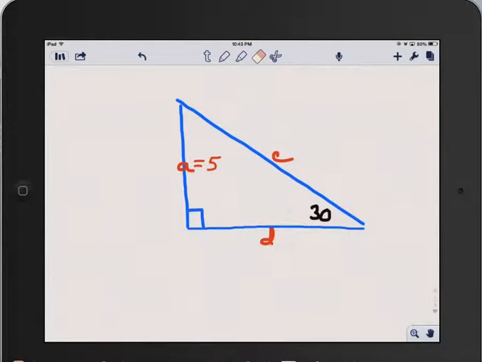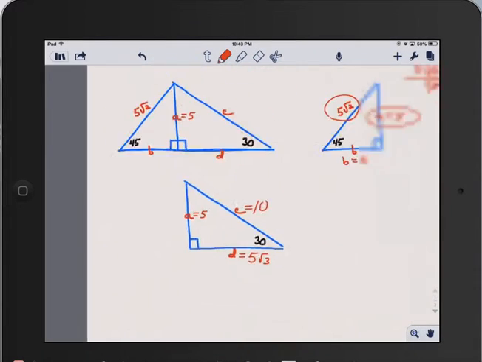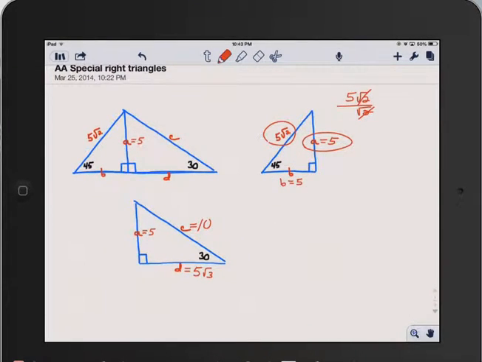So now we have a 30-60-90 triangle where the shorter leg, because it's opposite the 30-degree angle, is given as equaling 5. The value for C, the hypotenuse, is equal to that number times 2, and so C is equal to 10. And D is equal to that number, 5, times the square root of 3. Okay, so we've taken the original diagram, broken it up into two separate problems, and solved for A, B, C, and D.